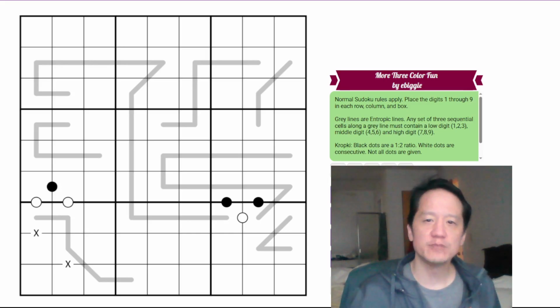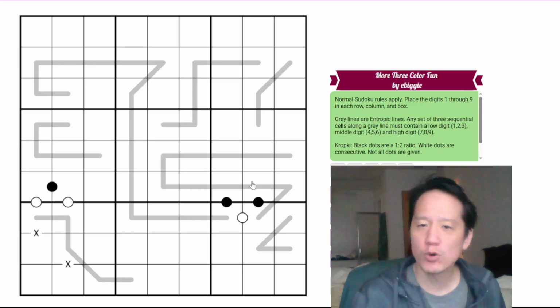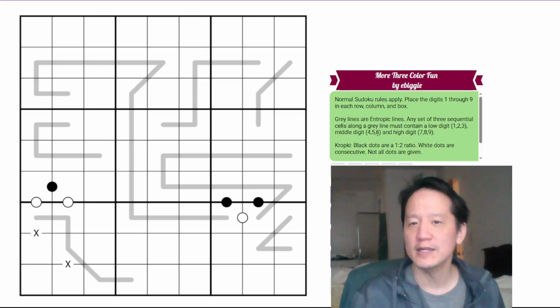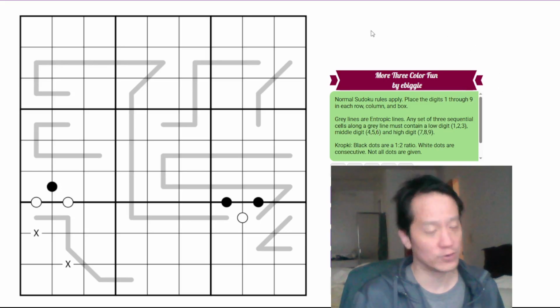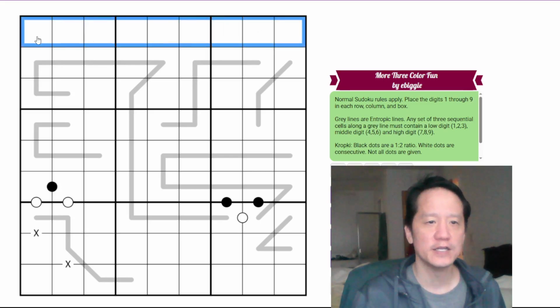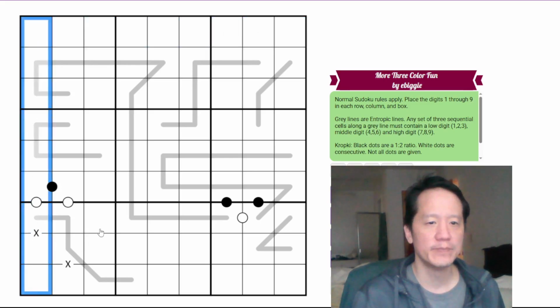Today's very easy puzzle is called More Three-Color Fun by E. Biggie, and here are the rules. Normal Sudoku rules apply, which means place the digits 1 through 9 in each row, column, and box.